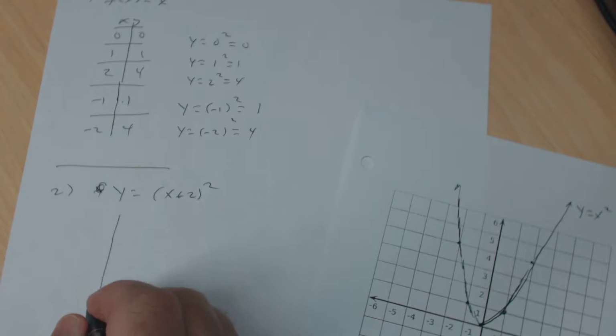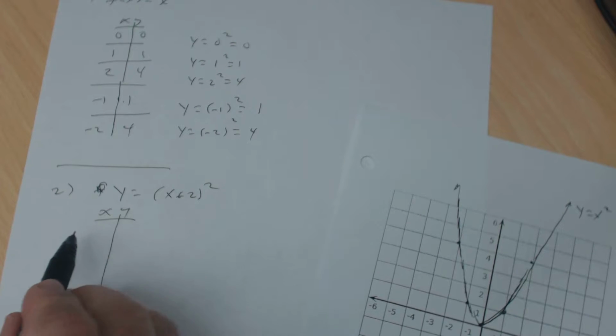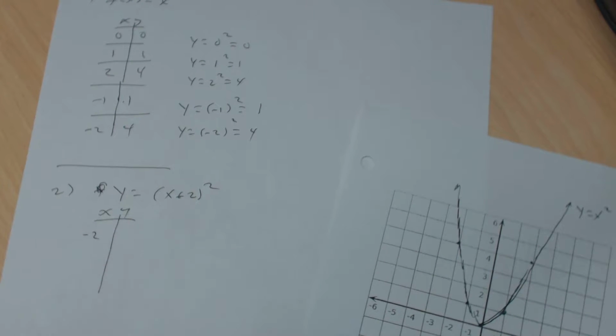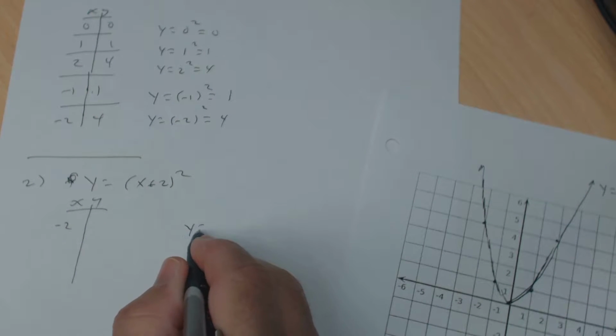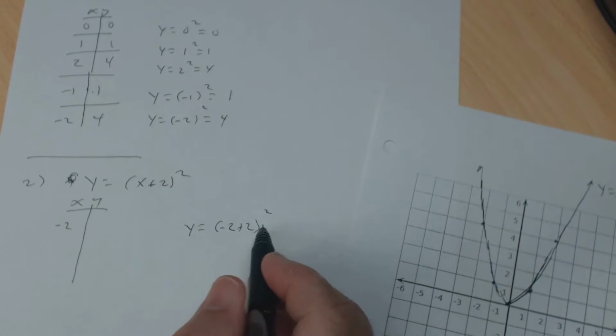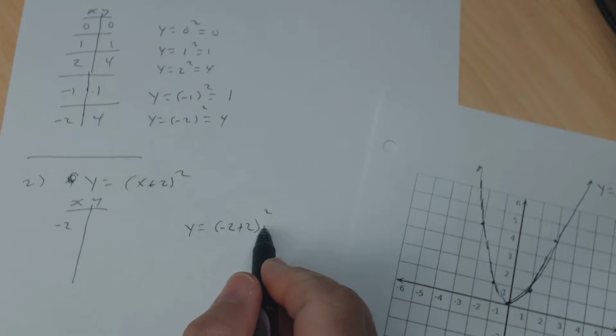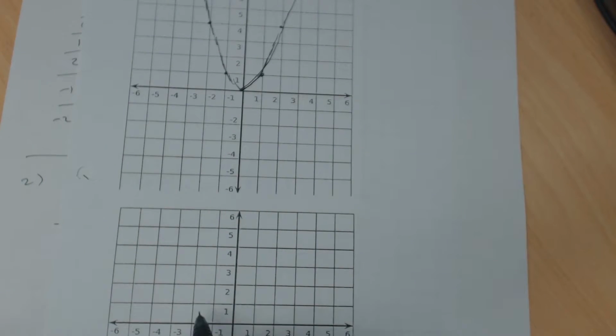So I'm going to use a t-table just like you did last semester. So last semester, this is the kind of stuff that you did. So if x is, let's say, negative 2. Let's do negative 2 for right now. If x is negative 2, I get y equals negative 2 plus 2 squared. And negative 2 plus 2 is 0. 0 squared is 0. So I get negative 2, 0. Okay? So negative 2, 0 is here.